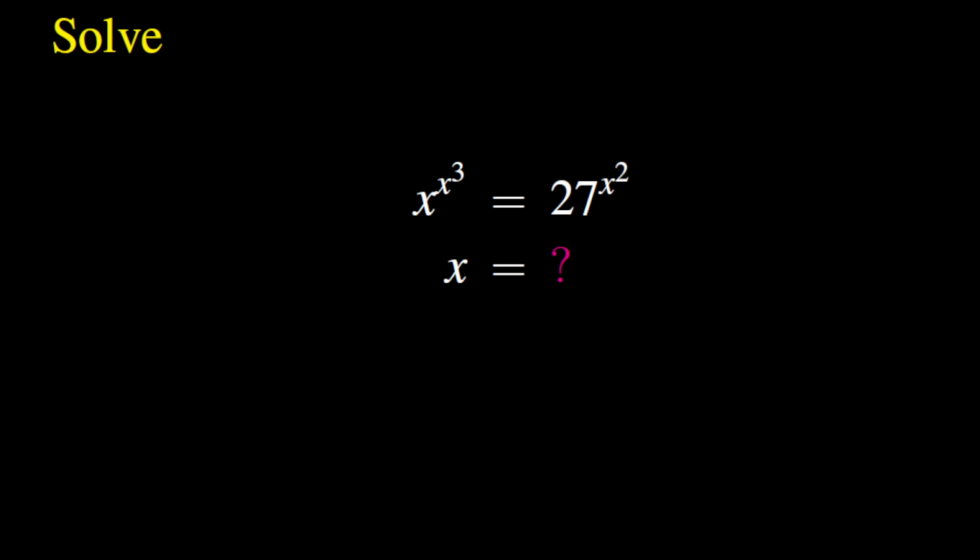Today we will look at a very interesting exponential equation. Let's consider the following problem: x to the power x cubed equals 27 to the power of x squared. This is a very interesting exponential problem. Let's see how we can solve it by using basic algebraic techniques, exponential and logarithmic properties, as well as some differential calculus.